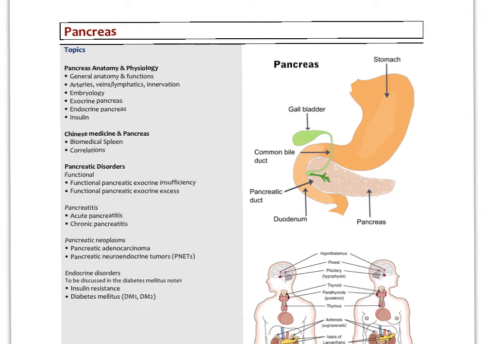So this is the first lecture on the pancreas. In this video we're going to look at some of the general anatomy and physiology of the pancreas, focus more on the exocrine pancreas. The next video we'll look at the endocrine pancreas and insulin, and then we'll look at some pancreatic disorders in the subsequent videos.